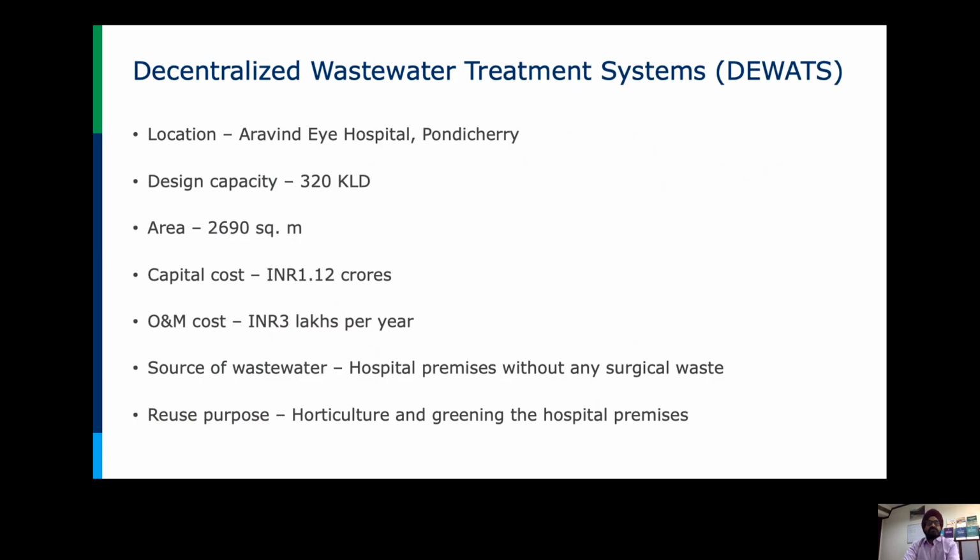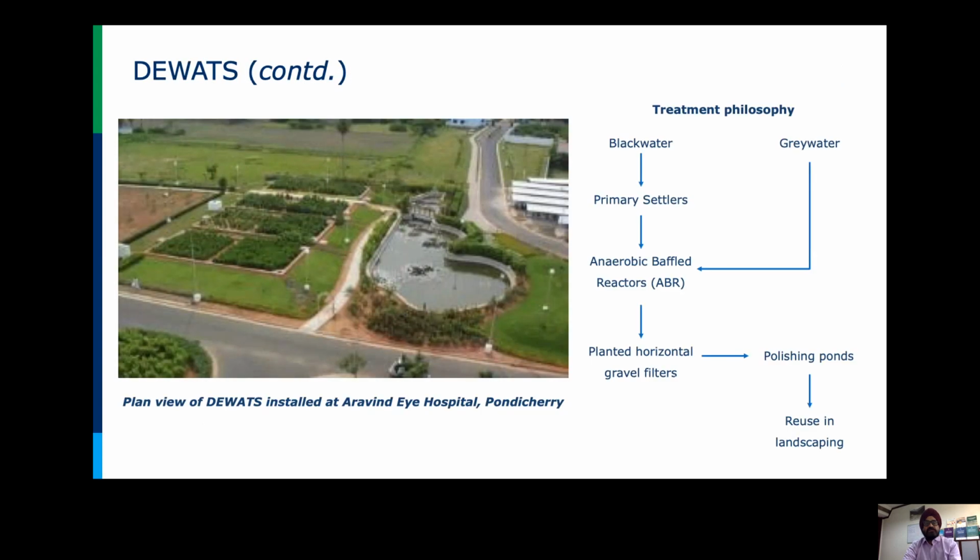Then let's look at the other one, the Arvind Eye Hospital, which did a DEWATS system, and you will see the design capacity was only 320 KLD compared to 1 MLD or 2 MLD previously. And this was also done in a very scientific manner, and it is working very well. This is the Arvind Eye Hospital in Pondicherry.